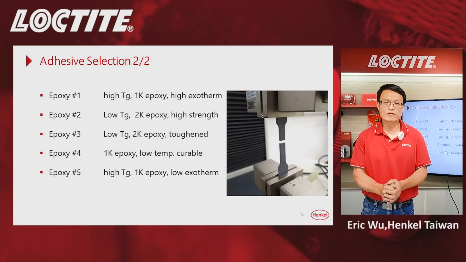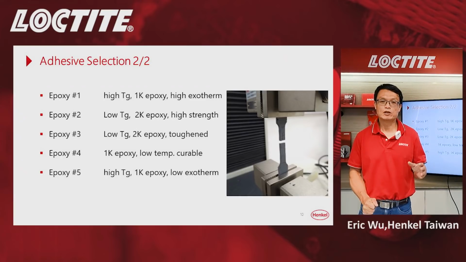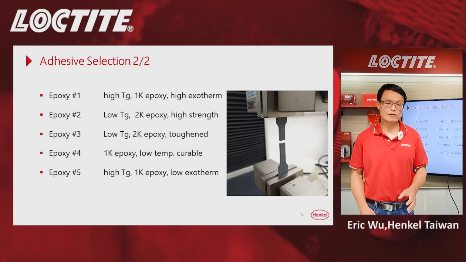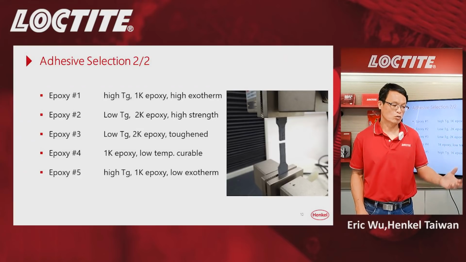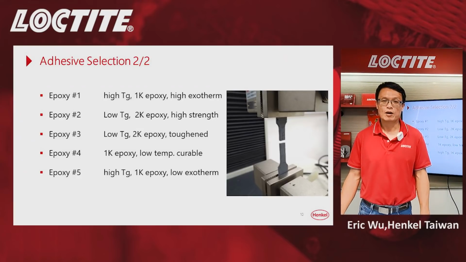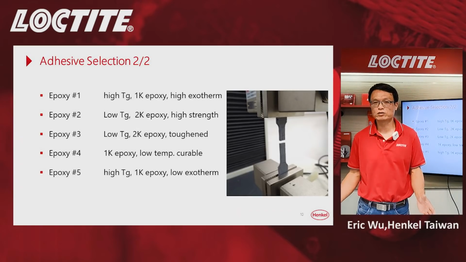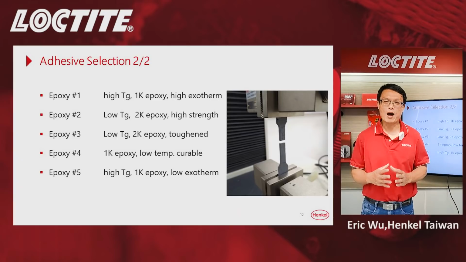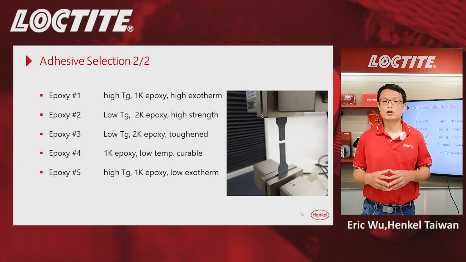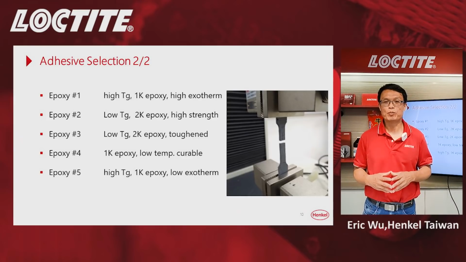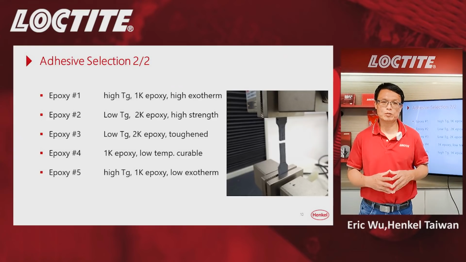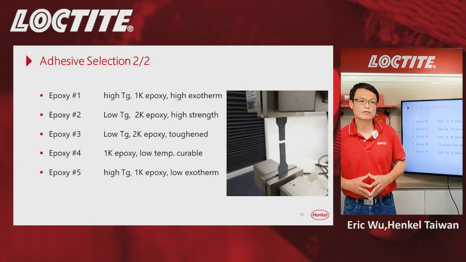Every epoxy code we choose here has a special feature. Code 1 is a heat cure one, but epoxy number 1 has a very high exotherm. So what is the exotherm? I will explain in part 2 of the session because it has a lot of impact on the bonding quality. This is going to be presented in part 2 of this session.